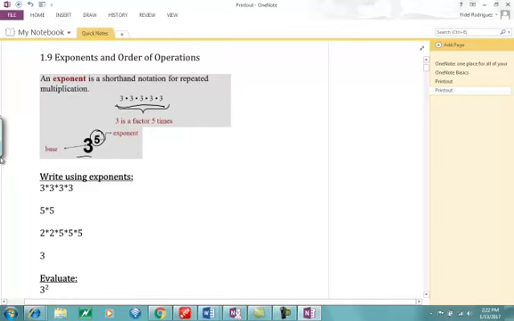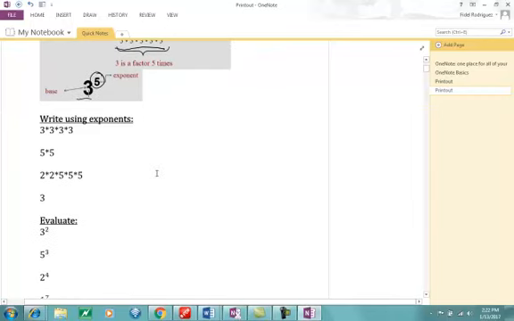So for these first couple of problems here, we're going to write using exponents. The first thing I notice is I'm multiplying the number 3 four times. So my answer would be 3 to the 4th. My second problem, I'm doing 5 times 5. So that would be 5 to the 2nd power.